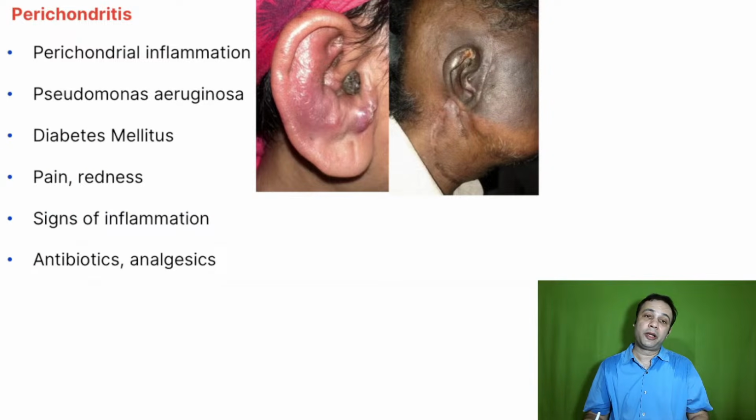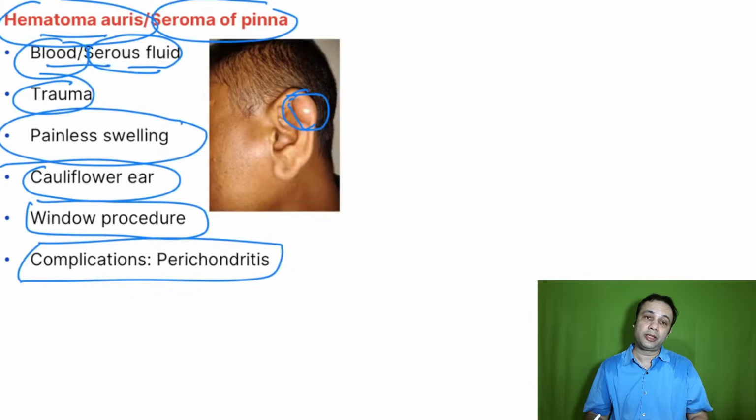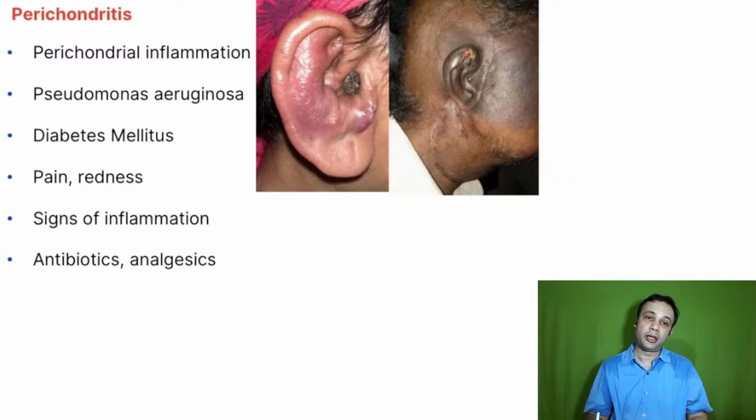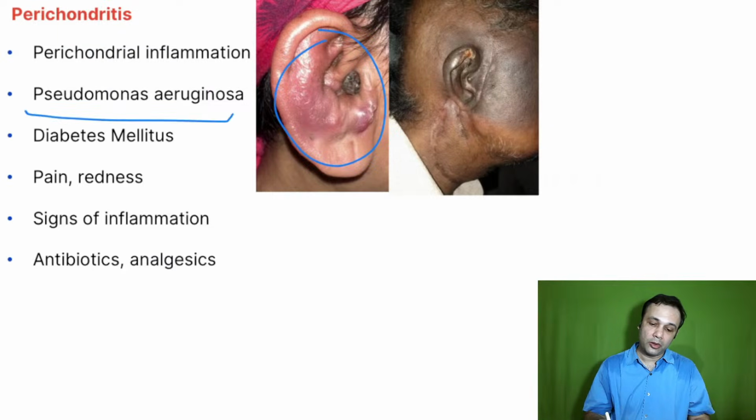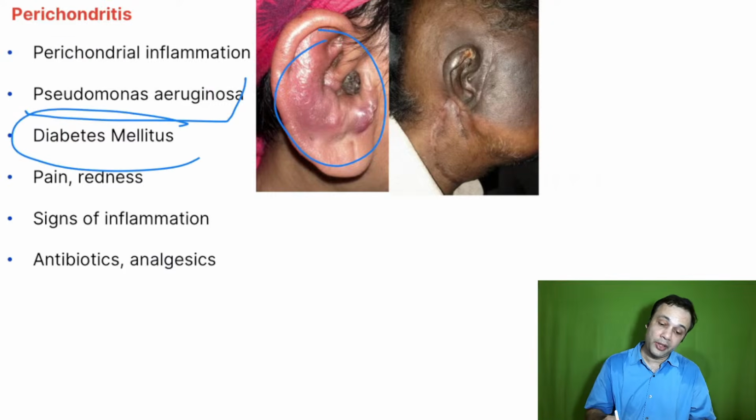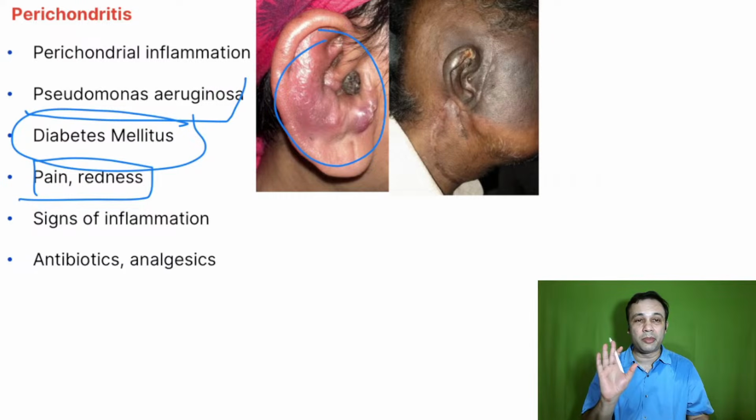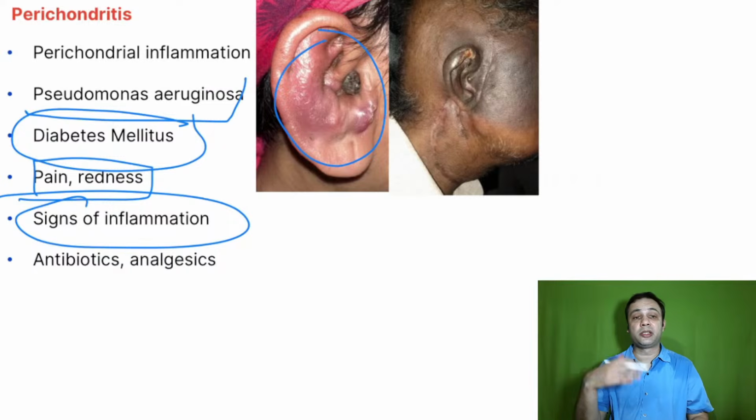So this is how perichondritis would look like. You saw this image and you look at this image, right? You see the difference? Inflamed. Common causative organism is Pseudomonas aeruginosa. Common predisposing factor is diabetes mellitus, and pain and extreme redness will be present in cases of perichondritis. Signs of inflammation will be present.